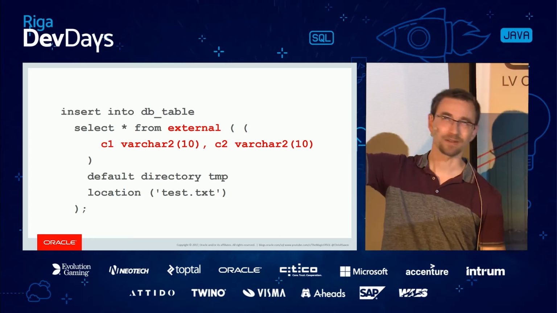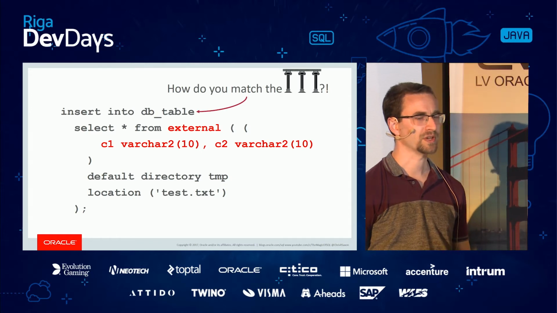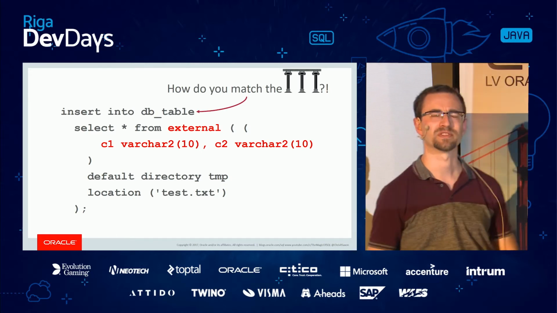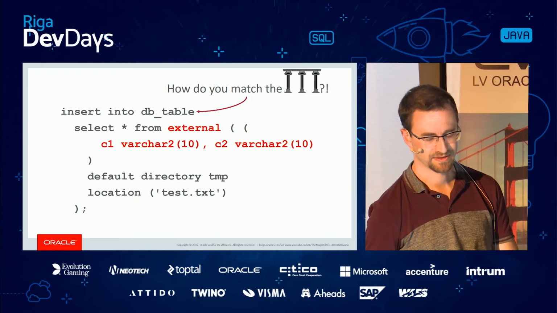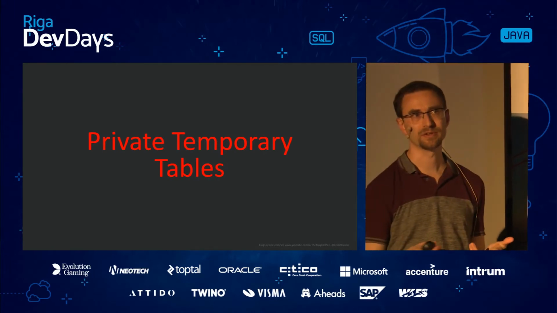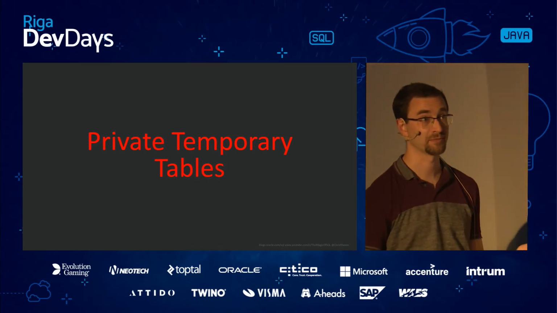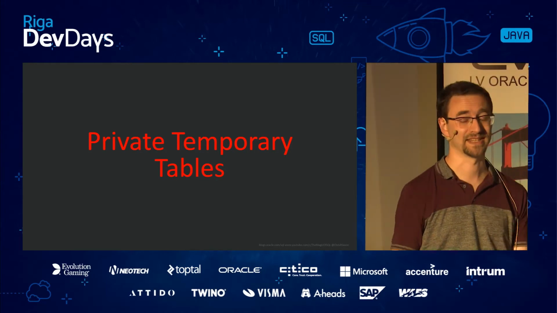And I'm feeling lazy, I don't want to list out all the columns for that table. How can I ensure that the columns here match the external table definition? Right, well, there's something else in 18c which might help here: private temporary tables. Any of you who've come from a SQL Server background will be familiar with this concept already. These are tables which only exist in a session.